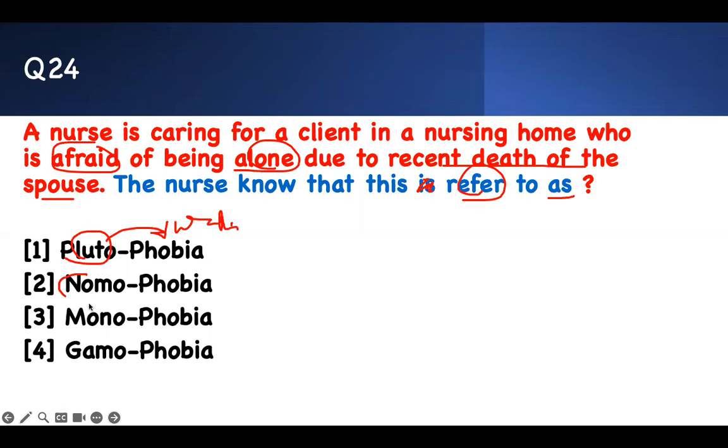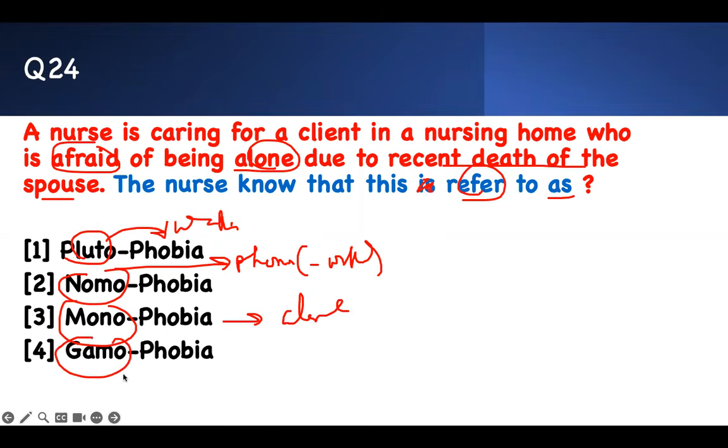Normal phobia is about the phone. Your phone is lost and you're going crazy. So you don't want to be without your phone. If I don't want to be without phone, yeah, abnormal phobia. Monophobia, yeah, being alone, afraid of being alone. And gamo is gamete, right? Being married, or commitment. So I don't want to be married or committed to somebody else. That's gamo. And mono means alone. So this one.